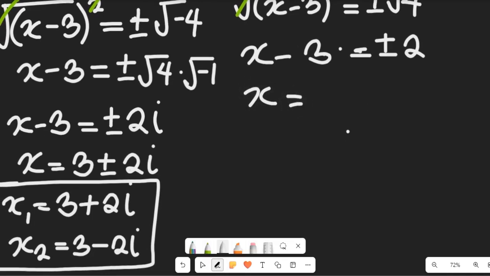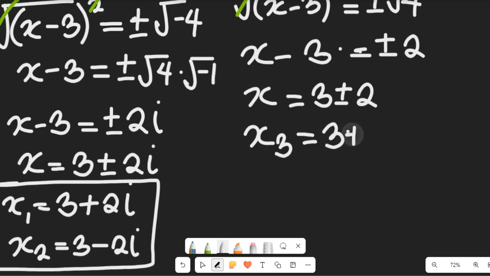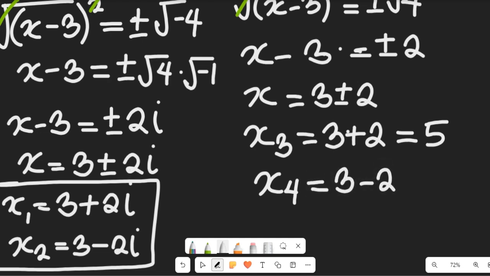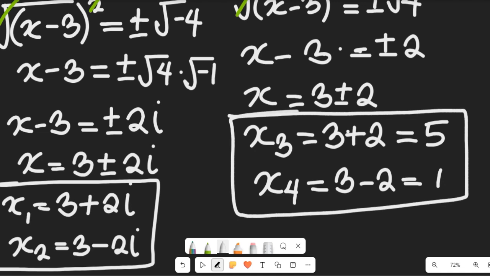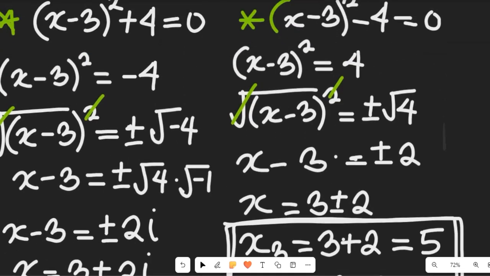We'll have x equal to 3 plus or minus 2, right? So x3 will be equal to 3 + 2, which is 5. And x4 will be equal to 3 - 2, which is 1. So the values 5 and 1 are the other two solutions, which are real solutions. So we have two real solutions and two complex roots for the expression that is given to us up there.